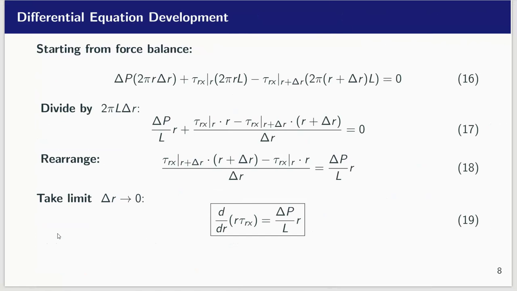Now from here, we already did the balance. Now we divide by 2 pi L delta r, so it will be delta P by L into r, plus tau rx at r into r minus tau rx at r plus delta r into (r plus delta r), all divided by delta r. If we rearrange, and take the limit delta r tends to 0, we get d/dr of r tau rx is equal to delta P by L into r.